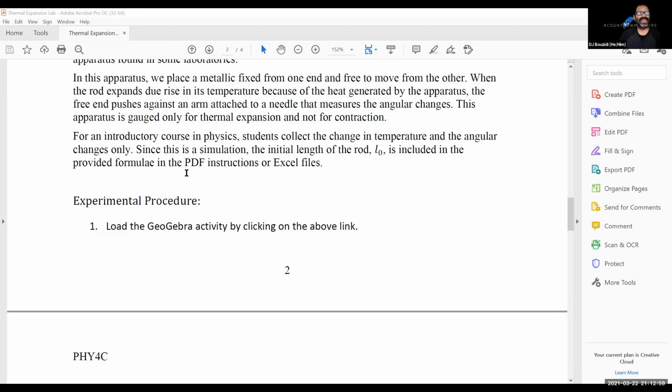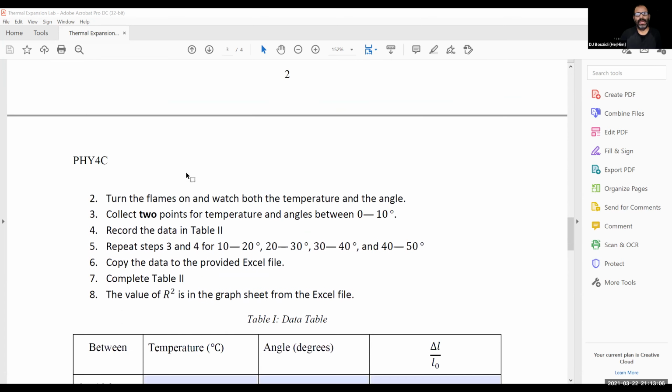Okay. You also have an Excel file that you will need to do the calculations, and I will tell you exactly what needs to be done on that Excel file. Okay. Here is the trick. You're going to record the values between 0 and 10 degrees, 2 values, hopefully one from the low end and one from the upper end. Collect 2 points of temperature and angles. So you need the temperature reading between 0 and 10 degrees, 2 of them, and also the angles corresponding to them. So you really have to be careful with this lab, okay?